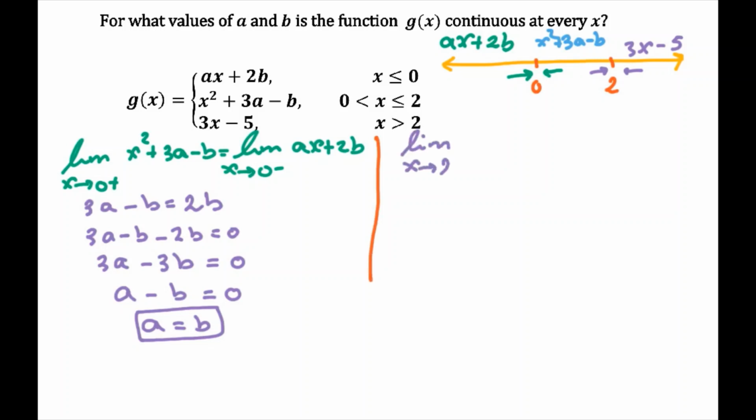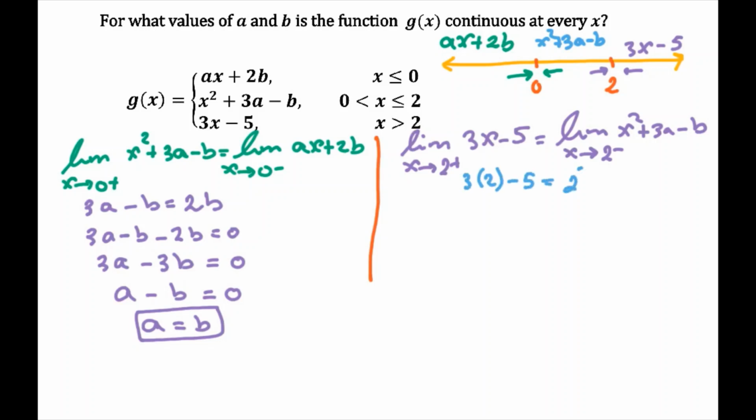As x approaches 2 from the right side, we are going to use 3x minus 5, equal to the limit as x approaches 2 from the left side, x squared plus 3a minus b. Substitute x by 2. We're going to get 3 times 2 minus 5 equal to 2 squared plus 3a minus b. Okay? And that's going to make it 1 equal 4 plus 3a minus b. Try to simplify it.